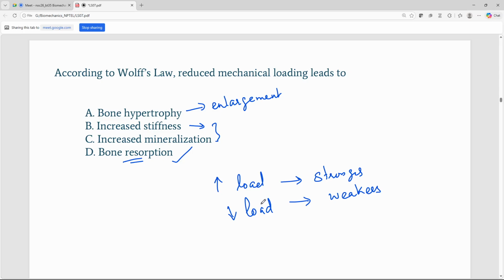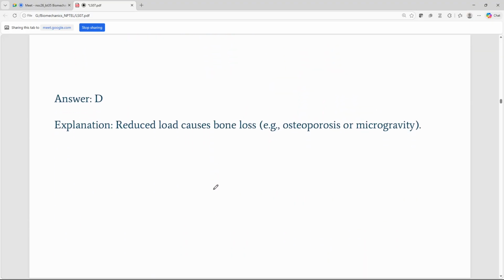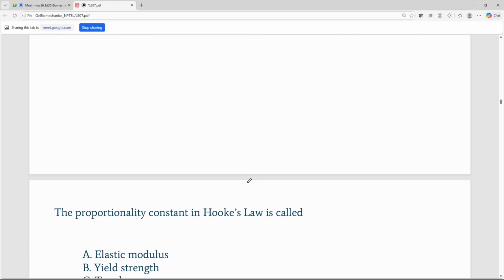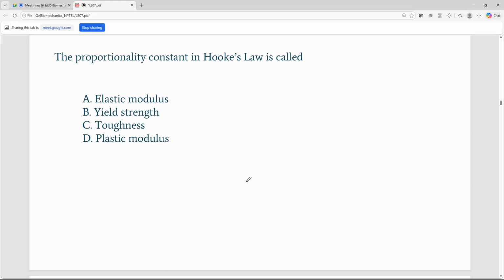So here the answer is bone resorption. That is, under reduced loads, bone loss will occur. That's why weight training or such activities are required for the body, so that bone loss should not occur. Moving on to next question.